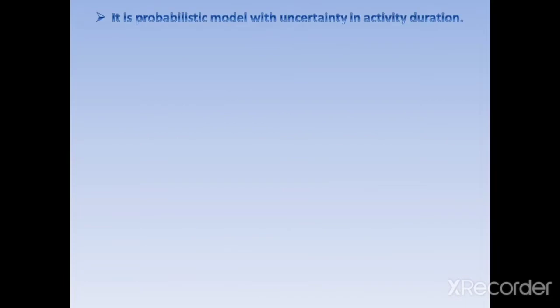PERT is a probabilistic model with uncertainty in the activity duration. The activity duration in the PERT model is not known with certainty. There is uncertainty in the duration, so we cannot guess the exact time required to complete the activity. That's why this model is called a probabilistic model.